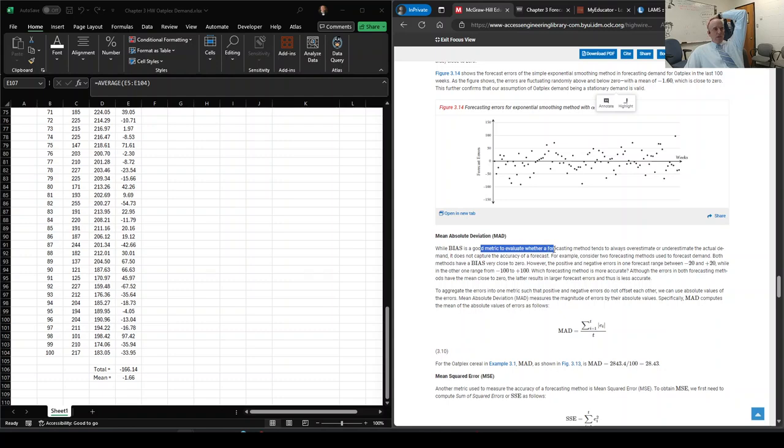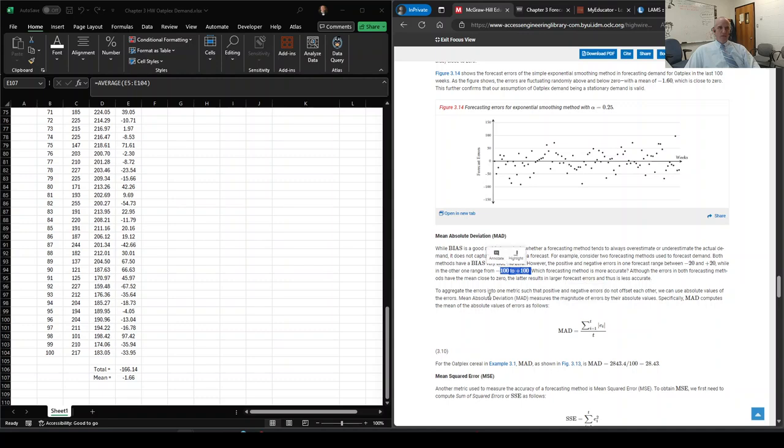While bias is a good metric to evaluate whether the method tends to always overestimate or underestimate the actual demand, it does not capture the accuracy of the forecast. For example, consider two forecasting methods used to forecast demand. Both have a bias very close to 0. However, the positive and negative errors in one forecast range between negative 20 and 20, while the other ranges from negative 100 to 100. Which forecasting method is more accurate? Although the errors in both forecasting methods have the same mean, close to 0, the latter results in larger forecast errors and thus is less accurate, right?